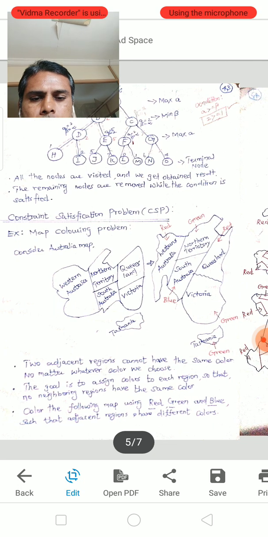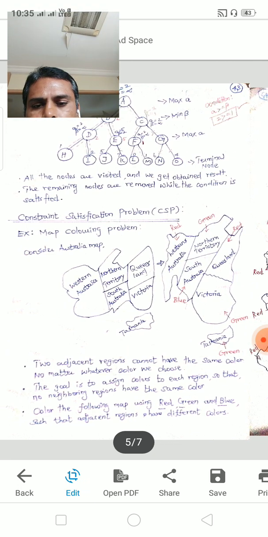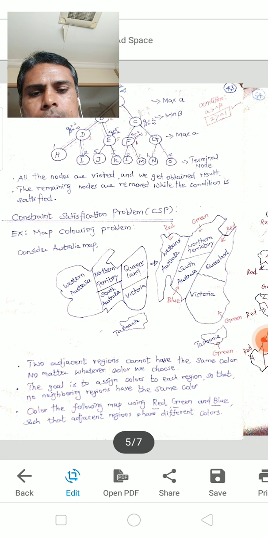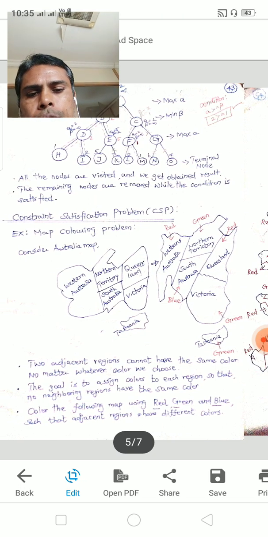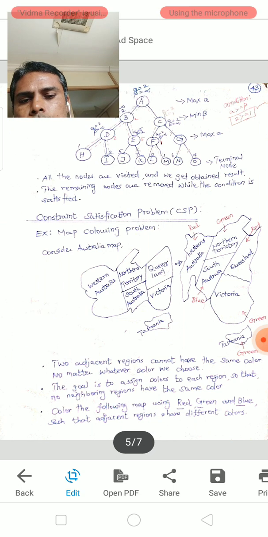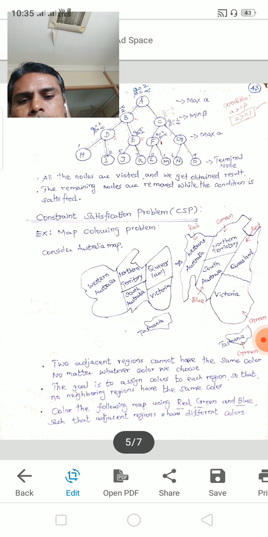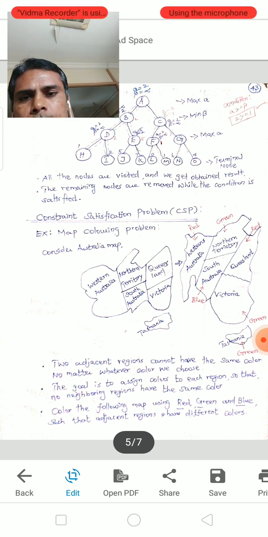So the basic concept in the constraint satisfaction problem is that two adjacent regions cannot have the same color, no matter whatever color we choose. Okay, so this is the basic condition. Two adjacent regions cannot have the same colors. That is the main logic, no matter what color we choose.